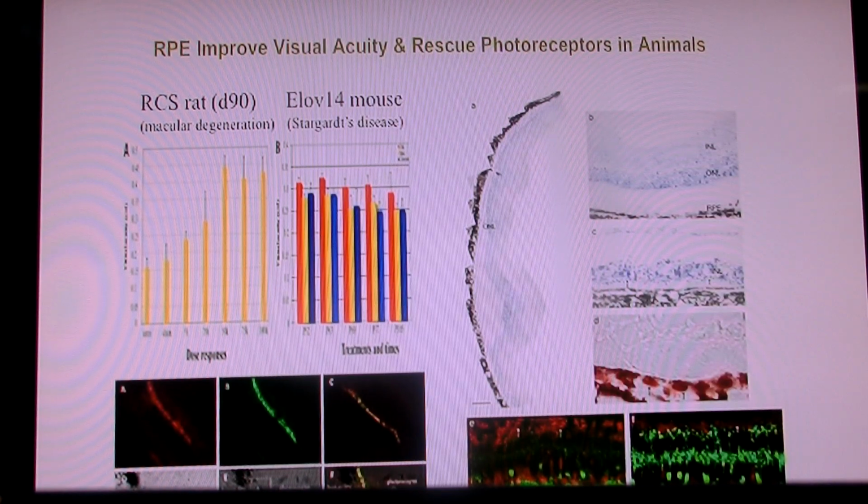This is the outer nucleated layer, 5 to 7 layers thick. So we had very significant rescue of these photoreceptors. And this is exactly the process that goes on in people who have macular degeneration. So all this data was put together, presented to the FDA.